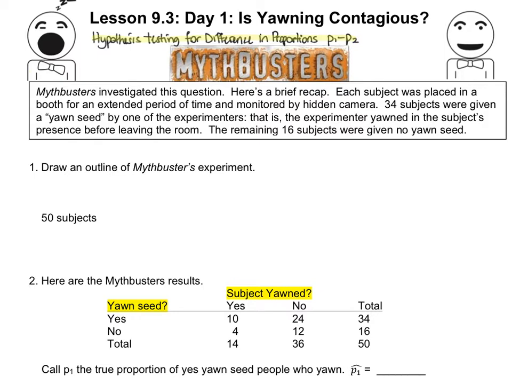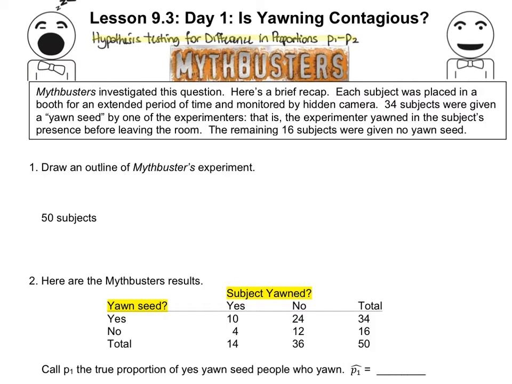Here's a brief recap. Each subject was placed in a booth for an extended period of time and monitored by a hidden camera. 34 subjects were given a yawn seed by one of the experimenters. That is, the experimenter yawned in the subject's presence before leaving the room. The remaining 16 subjects were given no yawn seed.